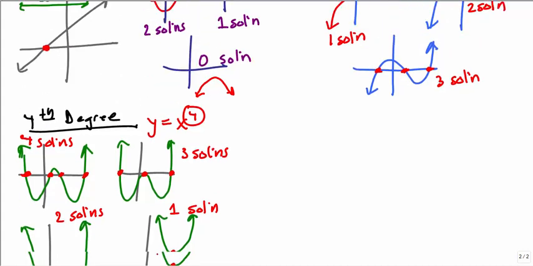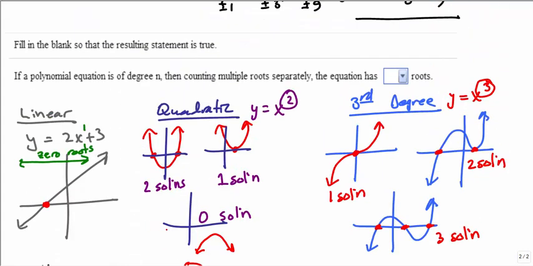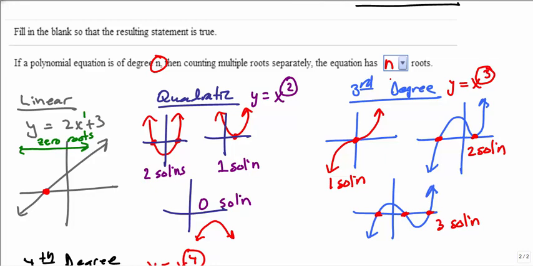So way back up here in the problem that we were given, it says if a polynomial is of degree n, that means its highest power is n. In this case, n would be 1. Over here, n would be 2. Over here, n would be 3. Then counting multiple roots separately, the equation has n roots. So we're going to be looking at the number of roots that it has. It could have up to n roots.